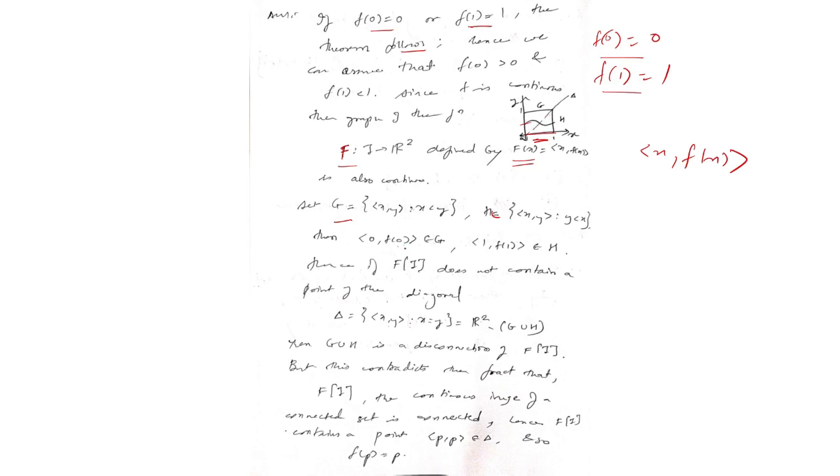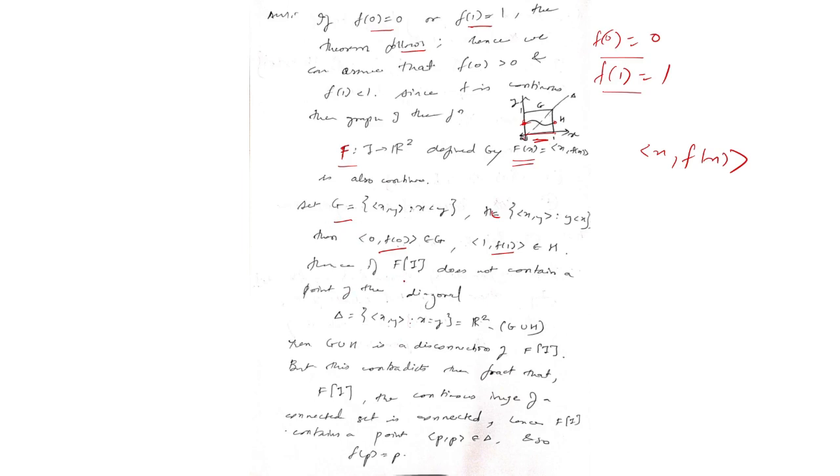Then you can see that 0 comma f of 0, where does it belong? It will belong to this side, right? 0 and its image belong in G. And 1 and its image, which part will it belong to? The H part, right? So this point belongs to G and this point belongs to H. Hence, f of I does not contain a point of the diagonal, right?